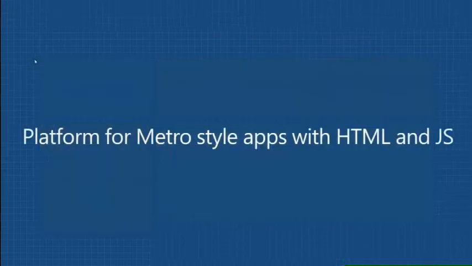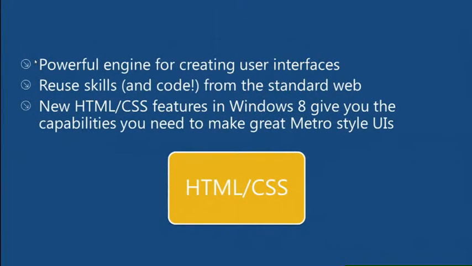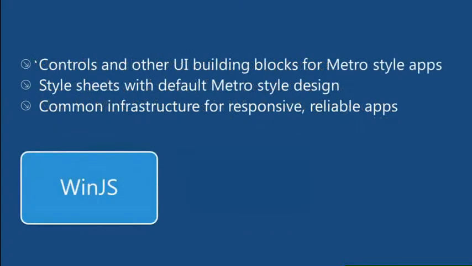So just to wrap up, we've covered a lot of stuff today. We talked about the overall platform for Metro-style apps using HTML and JavaScript. We talked about a bunch of, not all, but a bunch of the features of WinJS that you really need to know about to make these apps. We talked about a bunch of the features that are added to HTML and CSS that you need to know to make these apps that have this look and feel. We talked about how HTML has this powerful presentation model, lets you reuse all the skills and code libraries and tools that you're already using, and it's been enhanced for you for Windows 8. We talked about the library for JavaScript that has all these controls in it, these style sheets, and these other UI building blocks like binding and promises that are important to make these asynchronous, responsive, fast and fluid apps that are Metro style.